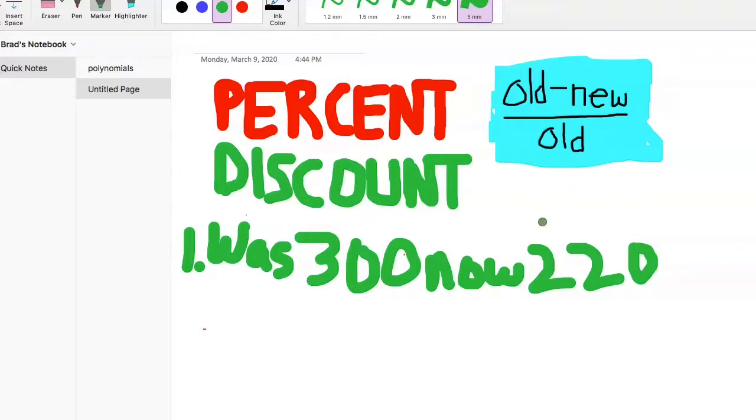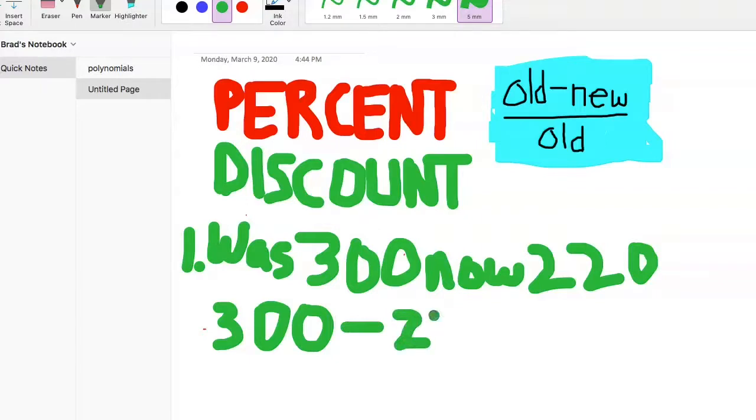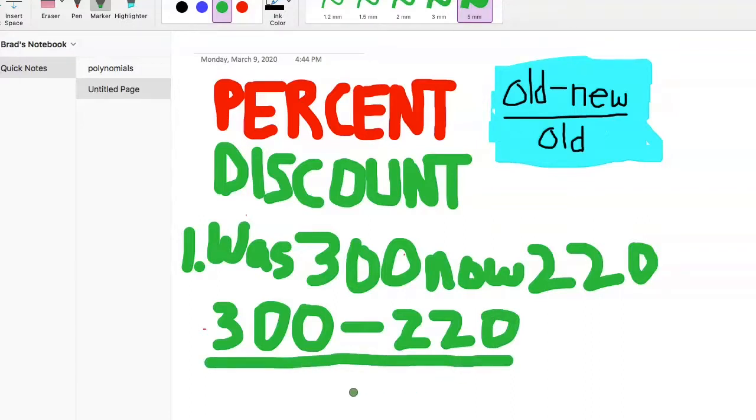Okay, so here we have our first question. Something was $300, now it's $220. What's the percent discount? The new price is 220, that's the price that it is now. The old price is 300. So we have 300 minus the new price, 220, divided by, remember, the old price was 300.